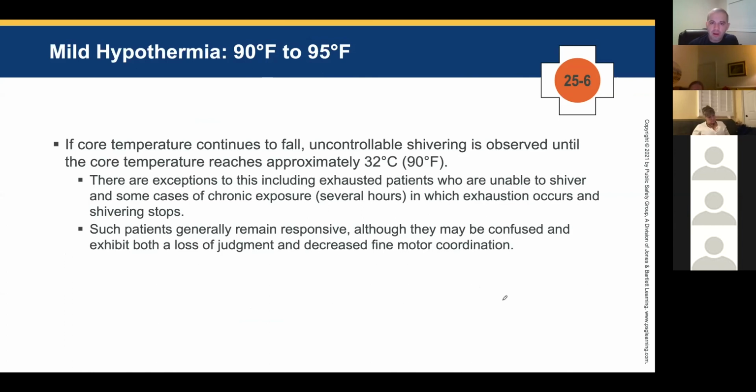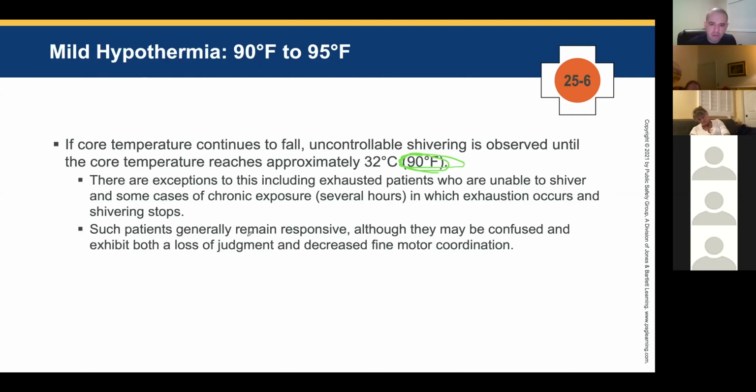All right, now as the core body temperature begins to fall, you're going to have uncontrolled shivering, which is going to be observed until the body temperature reaches 90 degrees Fahrenheit. So when the body starts getting below 90 degrees Fahrenheit, that shivering begins to stop. There are some exceptions to this, including exhausted patients who are unable to shiver, and some cases of chronic exposure in which exhaustion occurs and shivering does stop. Once again, just because you don't see shivering doesn't mean that patient's not cold. If you don't see shivering, that patient is severely cold.